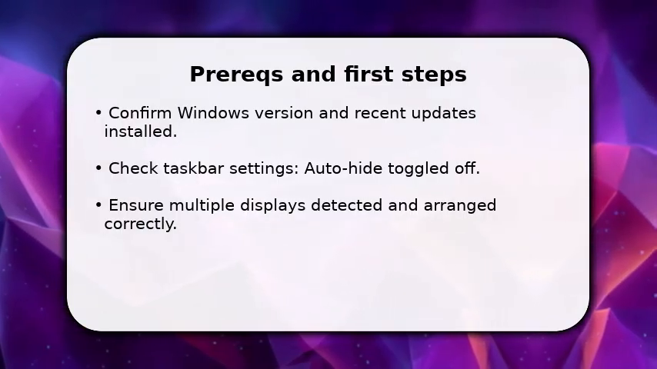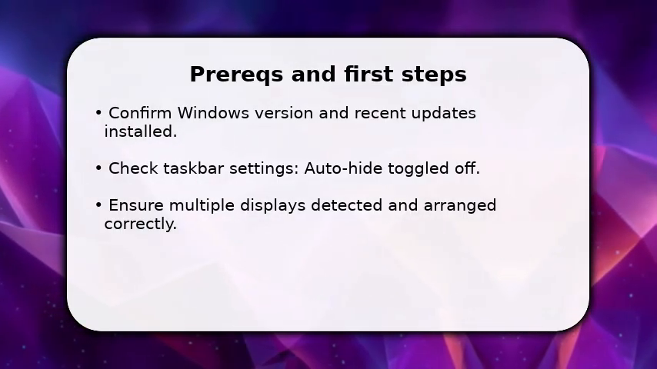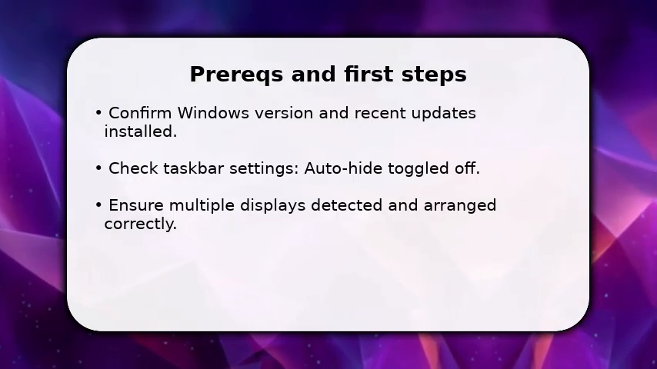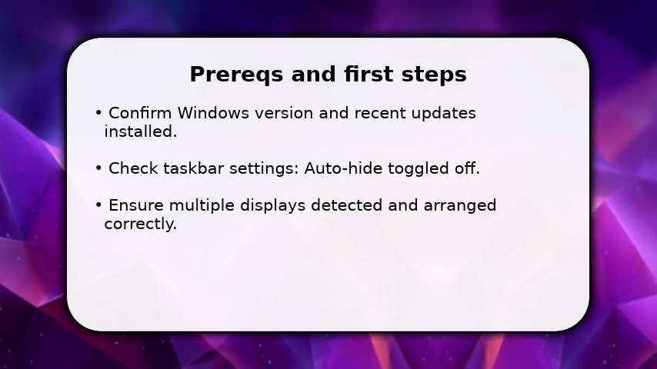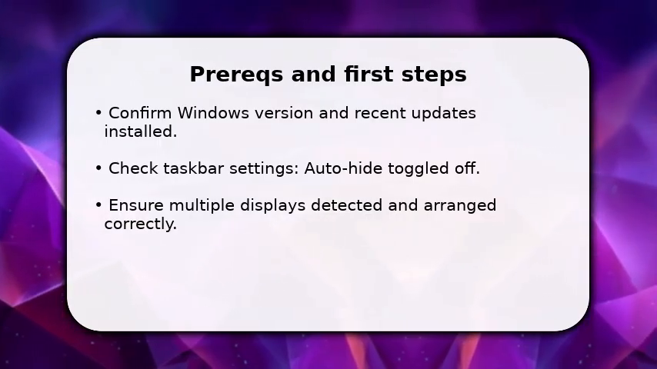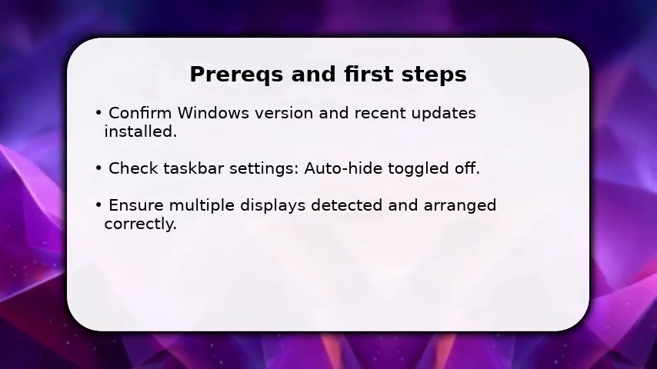You'll also verify display arrangement in display settings because misaligned screens can push the taskbar off screen. These initial checks save time and let you perform targeted fixes rather than guessing why the taskbar vanished.